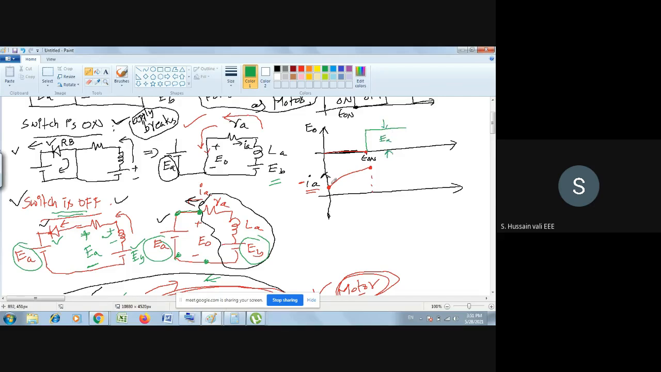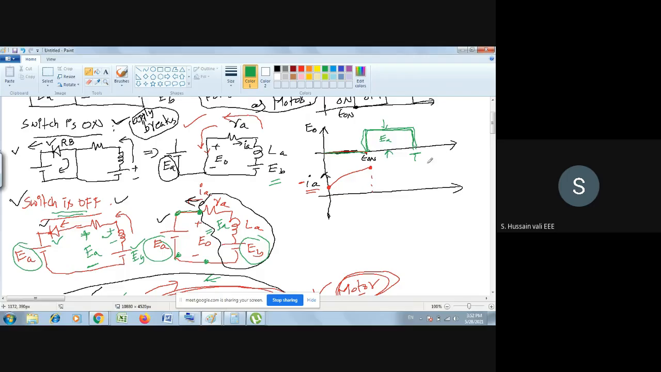Just apply KVL, then you will understand yourself that E naught is equal to EA. So I will write here E naught is equal to EA. Then what will happen now? E naught is equal to EA as long as the complete one cycle. So this is on, now this is during off. So during off, the output voltage is EA. During on, the output voltage is 0.